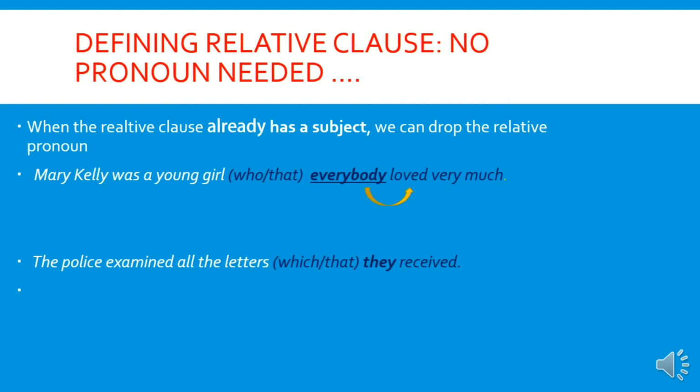Nah, the subject is "everybody" in the relative clause: everybody loved very much. Sudah ada kan di sini everybody sebagai subjeknya dari relative clause-nya. They receive. Jadi sudah ada subjeknya ya.